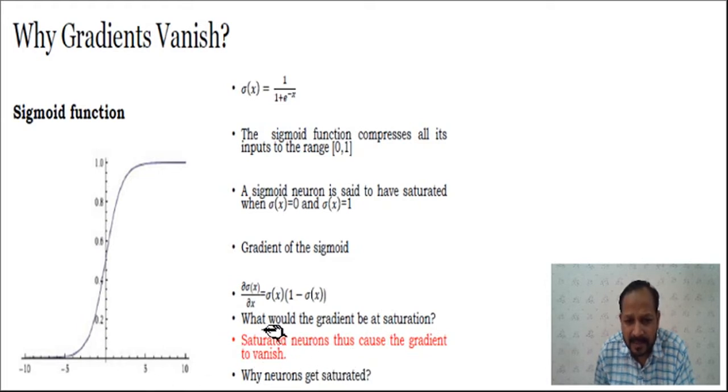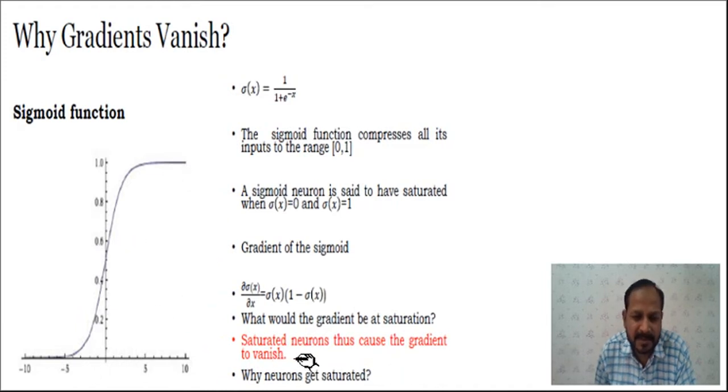Saturated. So anyway, the gradient of this function at saturation will be equal to 0. When the value becomes 1 at saturation, or becomes 0 at saturation, the gradient, or derivative, of this function becomes 0. So saturated neurons cause the gradient to vanish. That's why it is called gradient vanishing. That is because when the function is saturated, its gradient becomes 0.